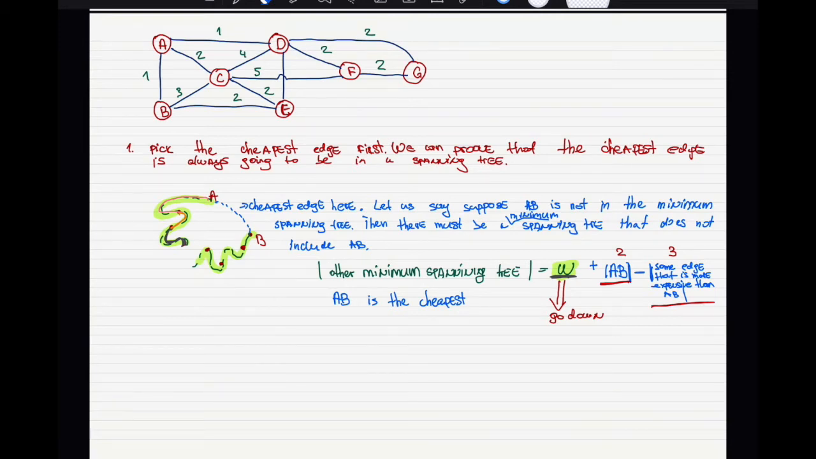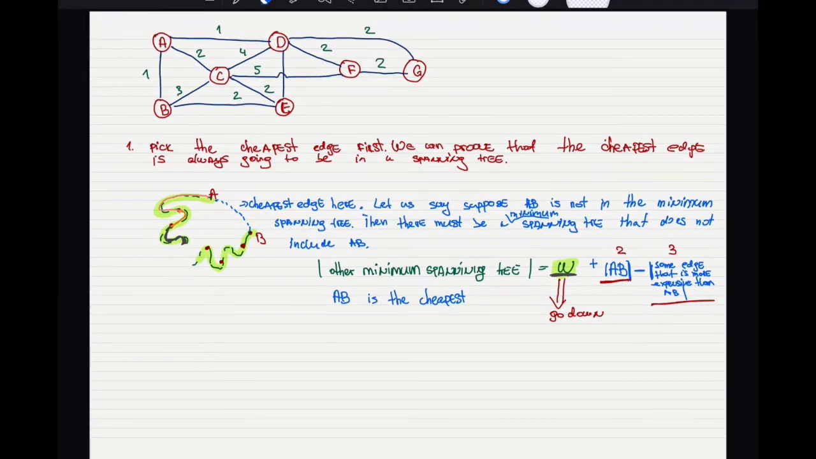And then I said, well, what do I get now? Well, since AB was cheaper, that means the weight would have gone down. So therefore, we can conclude that the cheapest spanning tree has to include the cheapest edge.